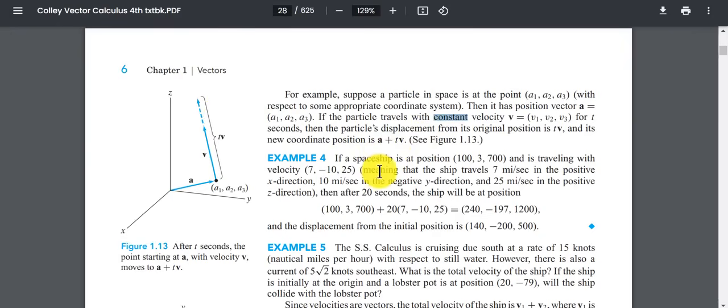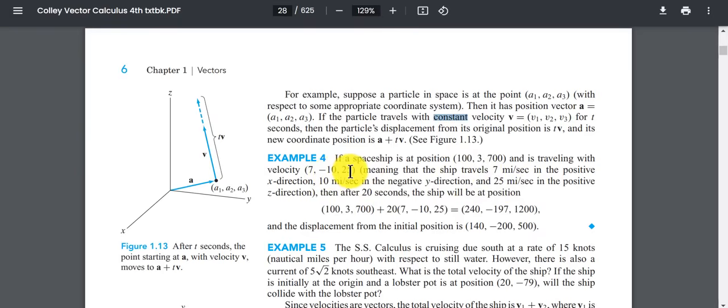And then they just make this concrete by saying, suppose you have a spaceship, so it's a spaceship now, and its initial position is here, and it's traveling with a velocity of here. So these are the components in the x, y, and z directions. And so it means it's traveling 7 miles per second, for example, in the positive x direction, 10 miles per second in the negative y direction, and 25 miles per second in the positive z direction. So that's what these mean.